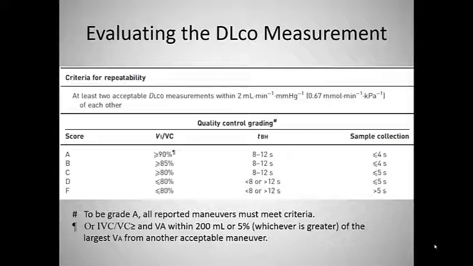Ideally you should have 2 of those. They will still allow you to be a group A if you get an 85% on one of the 2, but your alveolar volume is within 200 milliliters of the 90% effort. In other words, if you don't make the 90% on 2, but they're pretty close, you can still call that an A effort. Outside of that, the grades start dropping pretty dramatically.